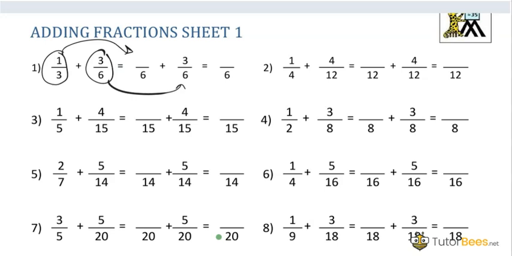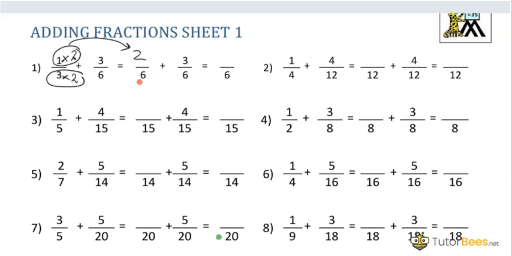The LCM is 6, so you need to convert this one by multiplying by a number. And 3 times 2 is 6. It means you need to multiply 2 with the numerator and denominator. So 2 times 1 is 2, and 2 times 3 or 3 times 2 is 6. This one already had 6, so you don't need to change it.